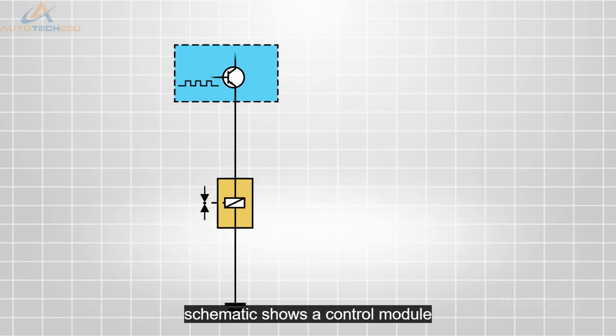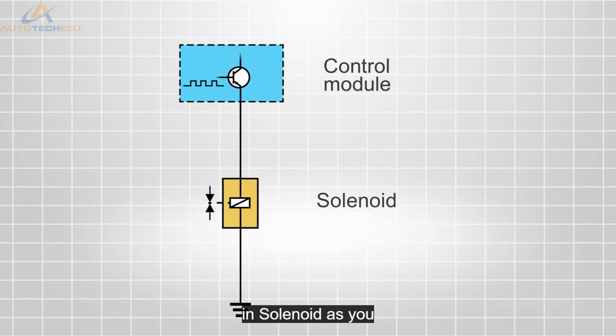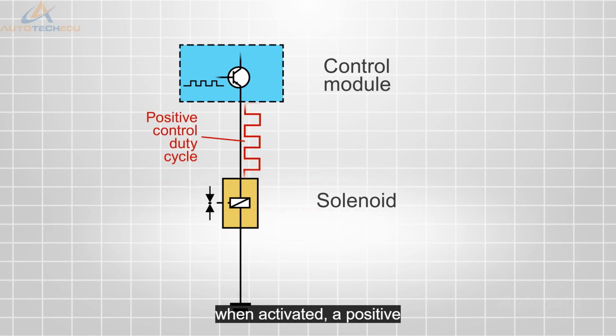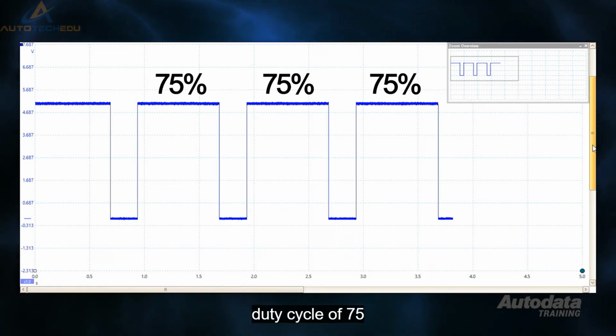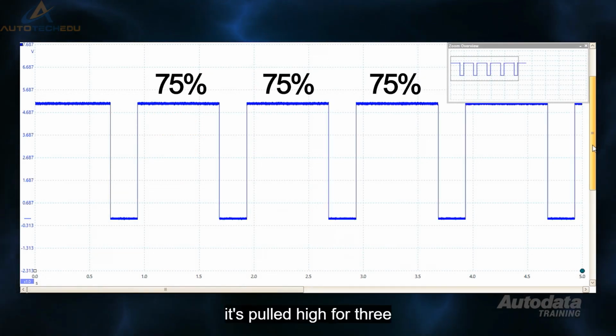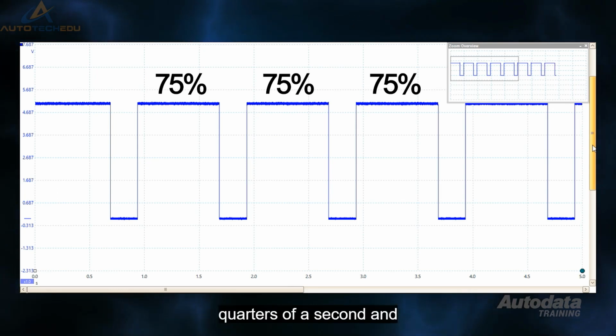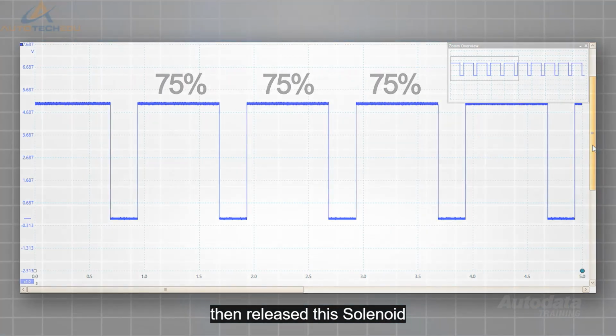This schematic shows a control module and solenoid. As you can see, the module houses a high side driver. The solenoid has a constant ground. When activated, a positive duty cycle control is sent to the solenoid. This PWM control has a duty cycle of 75%. It's pulled high for 3/4 of a second and then released.